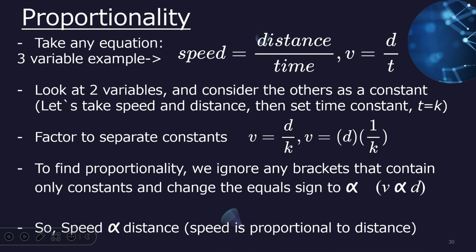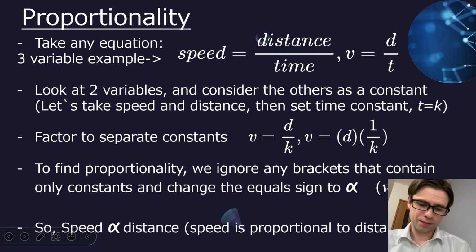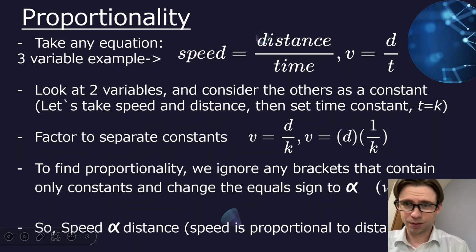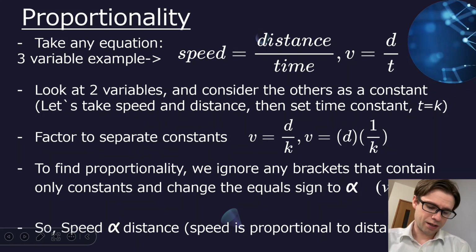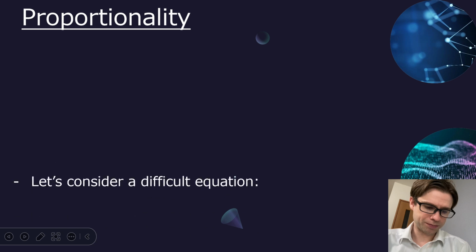And so you can say that this is true. Speed is proportional to distance. We'll talk about what that means in a second. But that is how you pull out proportionality from a complex equation. Well, this one is not complex. It's quite simple. But let's try with a more complicated one.